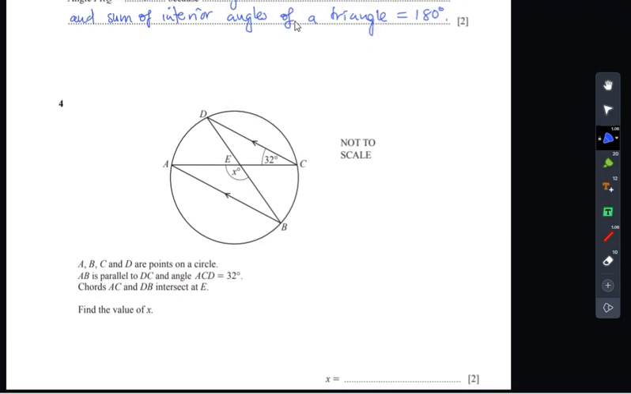Let's see here, we have some parallel lines, right? You need to be vigilant. All right, A, B, C, and D are points on a circle. AB is parallel to DC and angle ACD is 32 degrees. Chords AC and BD intersect at E. Find the value of X. Right, quite interesting.